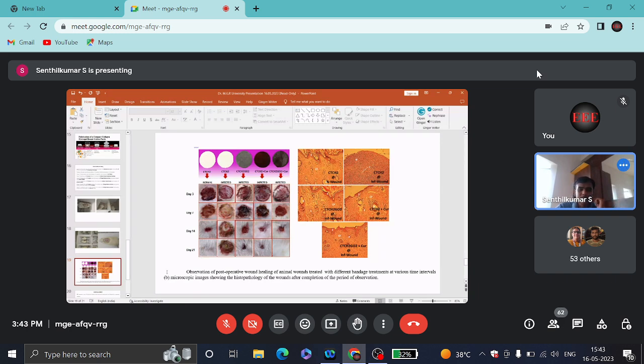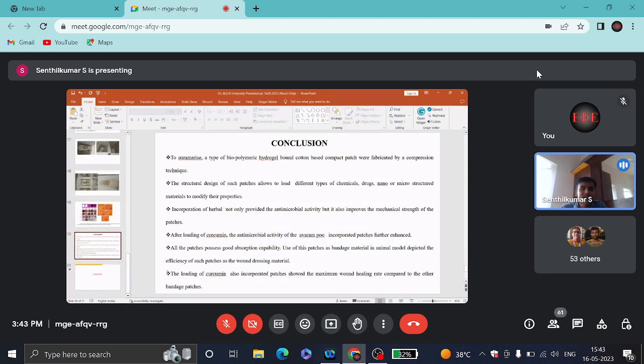Then this is our summary. To summarize, a type of biopolymeric hydrogel-bonded, cotton-based compact patch was fabricated by a compression technique. The structural design of such patches allows loading different types of chemicals, drugs, and nano or micro structured materials to modify their properties, and to incorporate the herbal material. This not only provides antimicrobial activity but also improves the mechanical strength of the patches. After loading of curcumin, the antimicrobial activity of the incorporated patches was further enhanced. All the patches possess good absorption capability.